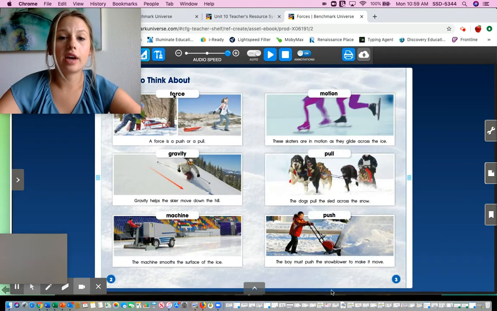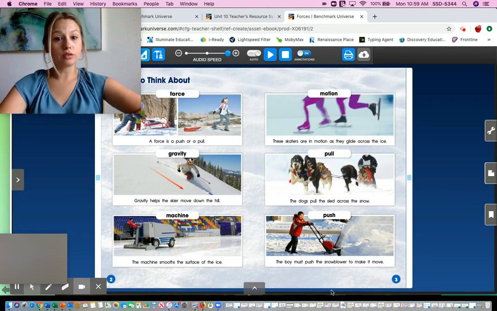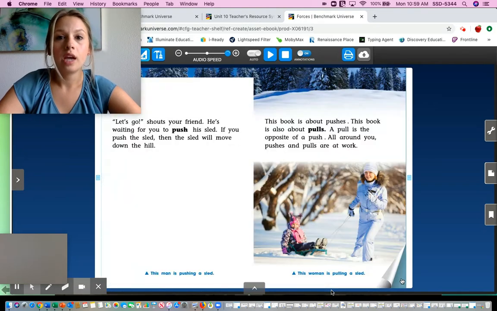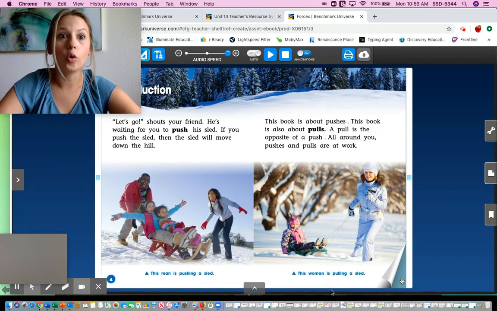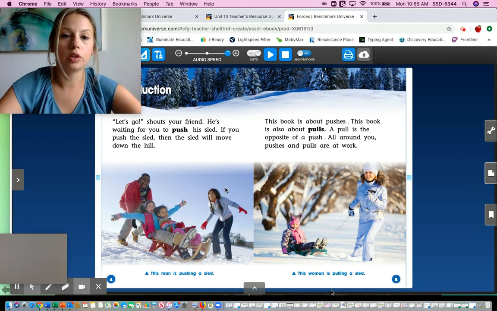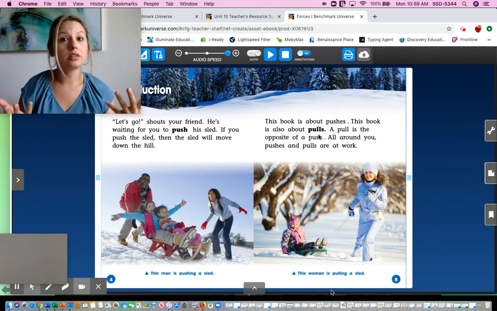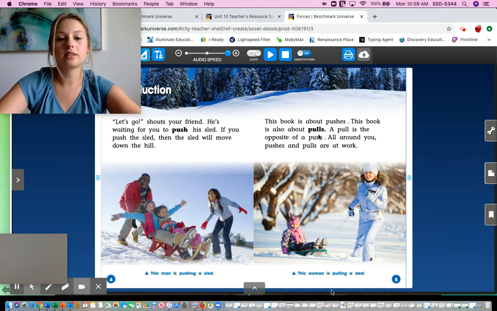We learned new vocabulary like force, gravity, which is something that pulls you down to the ground, a machine, motion, pull, and push. And remember, we saw those words in bold. Miss Paulino told you bold words like this, push and pull, they stand out to catch your eye. And it could be because they're important words. And in this case, they're vocabulary words.